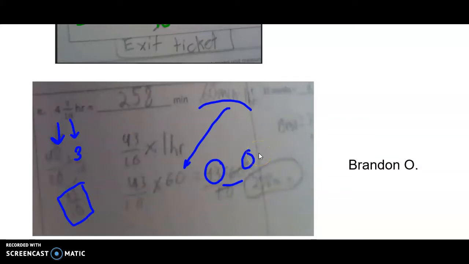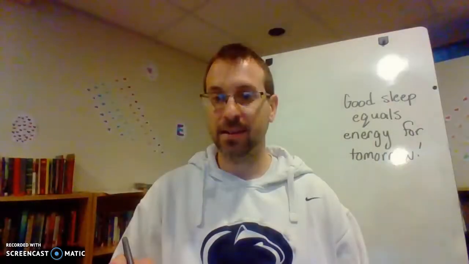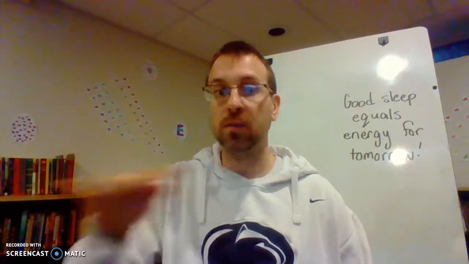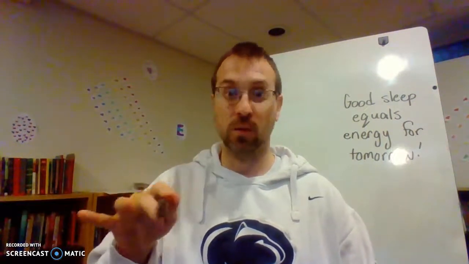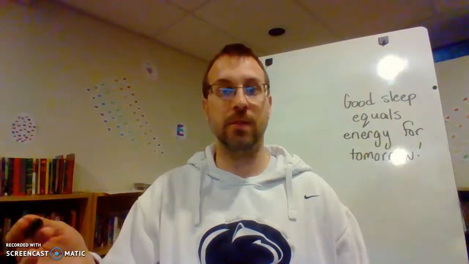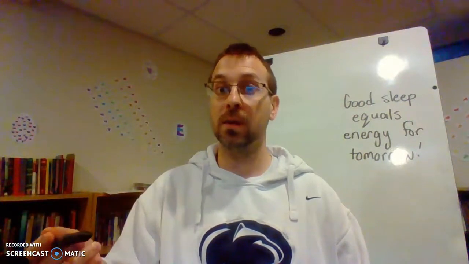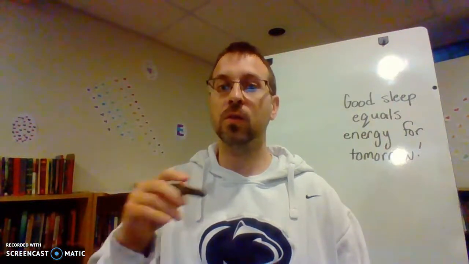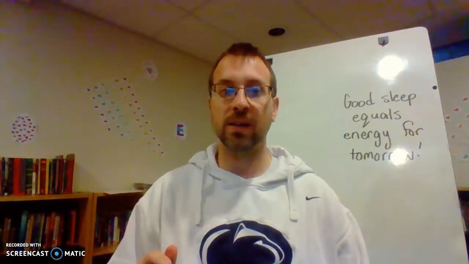If you are someone who did not find the 60 divided by 10 and you just went ahead and multiplied straight across, that would still work. You just have to remember to divide at the end. You're still going to get the 258 minutes as well. All right? So overall, great job with those exit tickets.